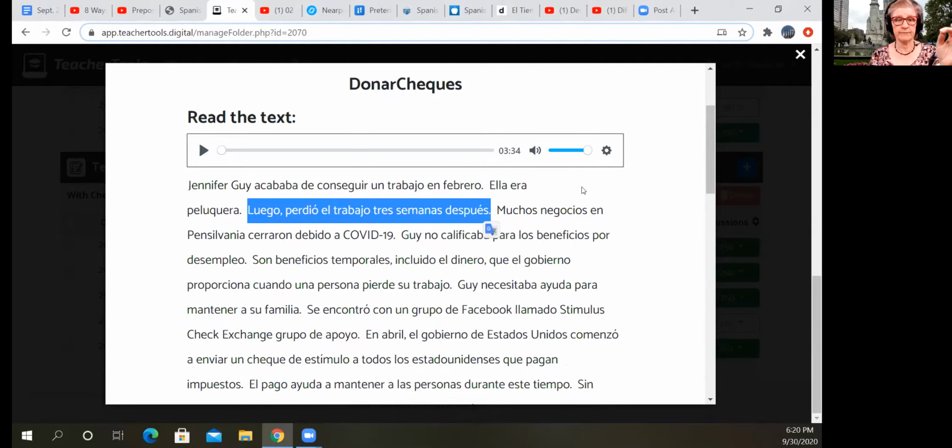Right. Perdió. Se perdió would mean the job was lost. Se perdió el trabajo would be the job was lost. It would be passive voice. The job didn't lose anything. Okay. Right. That's good to tell. Se perdió el trabajo would mean, oh, it's a passive structure. And that's a possibility.